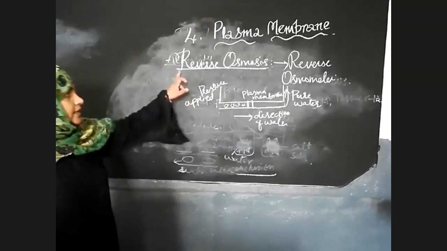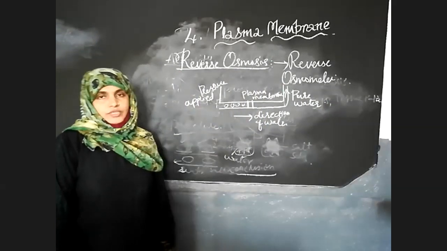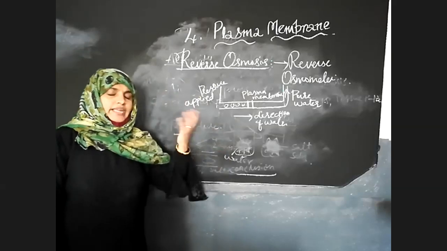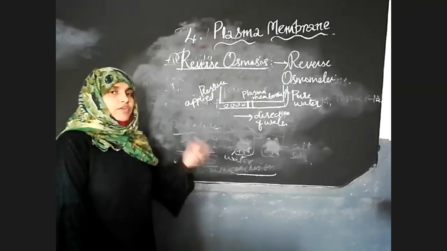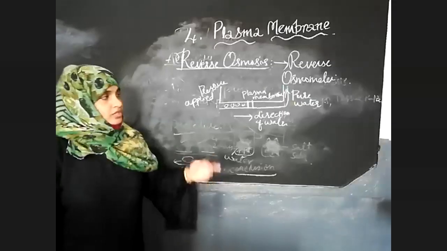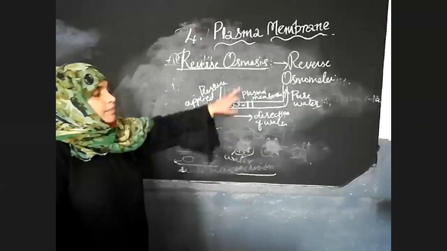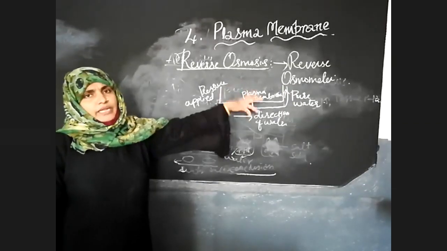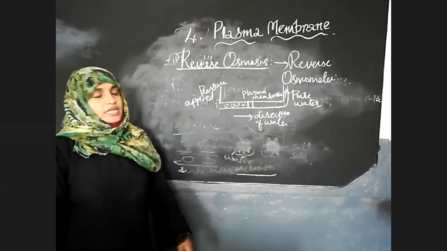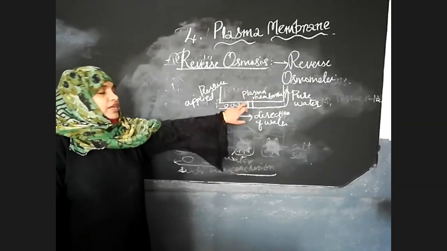Okay, so the next topic is reverse osmosis. For reverse osmosis, we can take the definition as diffusion also, but we cannot take exactly the diffusion process because we require a semi-permeable membrane, that is, the plasma membrane, here.